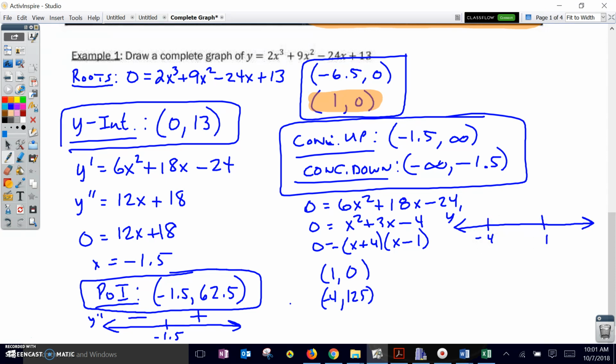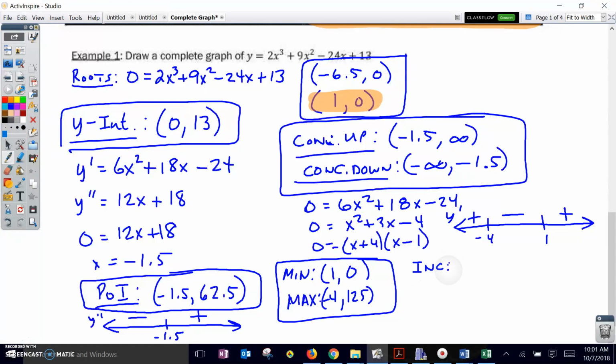And so I substitute values into the first derivative and find from my sign chart that those are the intervals. Therefore, I have a max at negative 4 and a min at x equals 1. Because the sign change in my sign chart from positive to negative indicates a max, and negative to positive indicates a min. And then my intervals of increasing, I can read from this sign chart: negative infinity to negative 4, and 1 to infinity. And decreasing from negative 4 to 1.